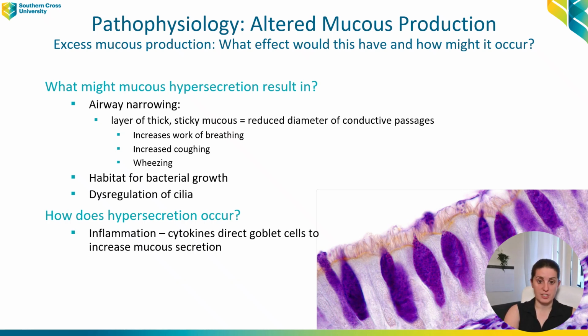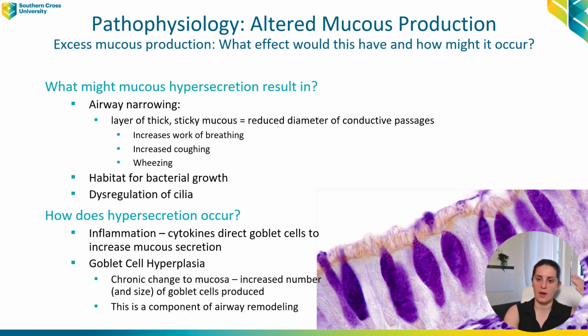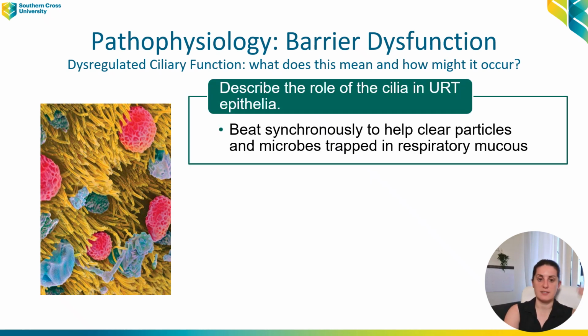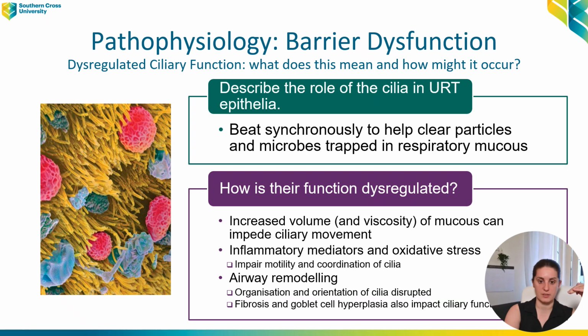So how does this hypersecretion of mucus happen? It's because we have the inflammatory response of all these cytokines telling these goblet cells to increase their mucus secretion. So basically, it's one of these classic things of one thing just leading to another, which leads to another, and unfortunately not in a beneficial way. And so we have goblet cell hyperplasia. So we have a chronic change to the amount of mucus, and airway remodeling. Like I said, we also have dysregulated ciliary function, and that's because the cilia are trapped under this heavy layer of mucus.